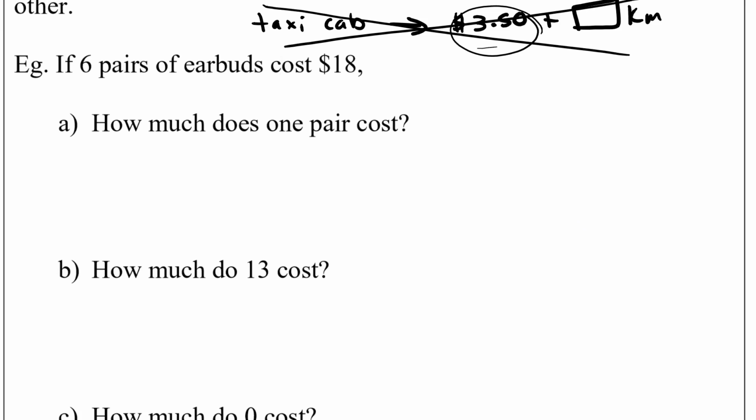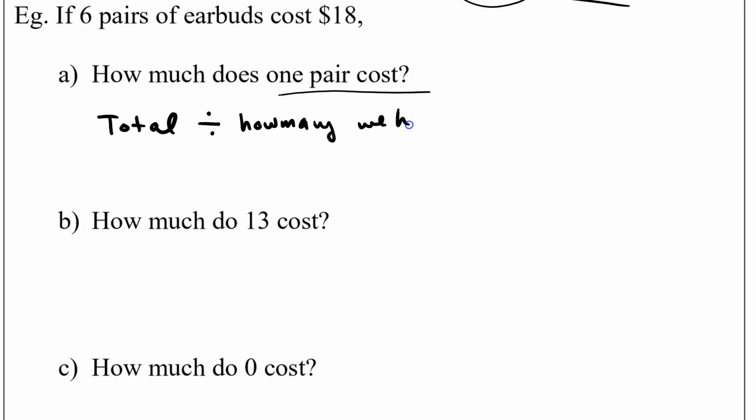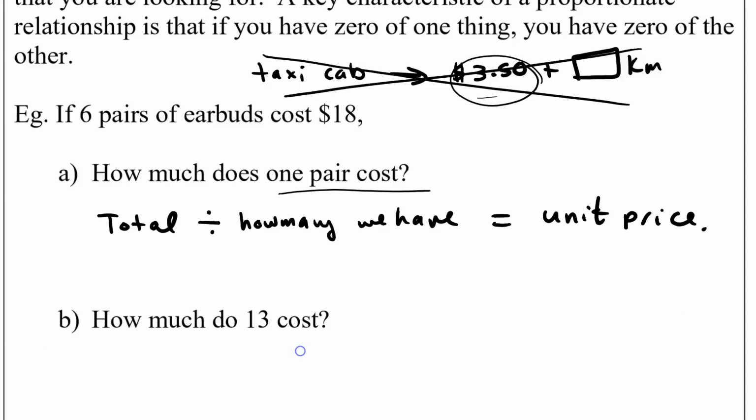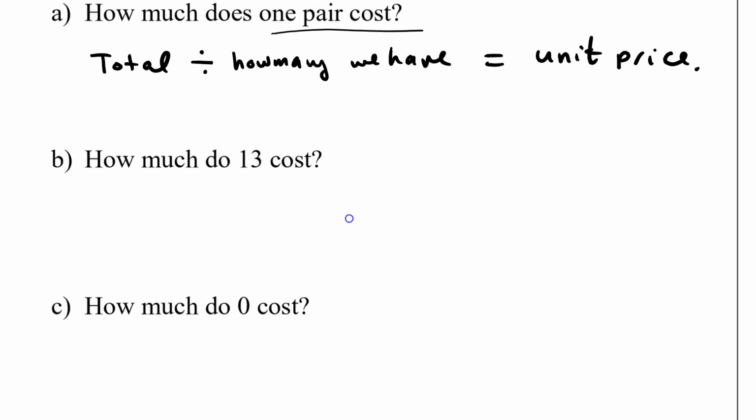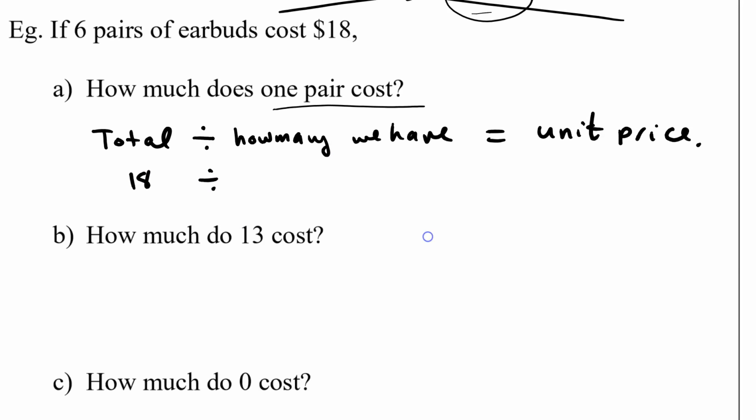Let's just look at this one here. So if 6 earbuds cost $18, how much does each pair cost? So when we do this, we're taking the total and we are dividing by how many we have to find out what the unit price is. So in this situation, we have $18 and we're dividing it by how many we have, which is 6. That is $3 per pair.